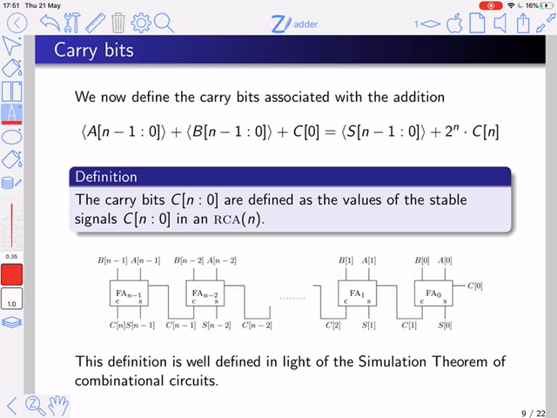Okay, before we proceed, I want to define what the carry bits are in addition. What we do is we look at the full adder. This is a combinational circuit. We know that if you give me the values of A and B and C0, then all the values of all the internal signals and the outputs are well defined. So let's define C0, C1, C2 up to Cn to be the carry bits that correspond to the addends A, B, and the carry bit C0. Okay? So these are the stable values of these signals in the Ripple-carry adder. Okay, and this is well defined because the simulation theorem tells us that in a combinational circuit, all the values of every signal are uniquely defined by the values of the inputs.